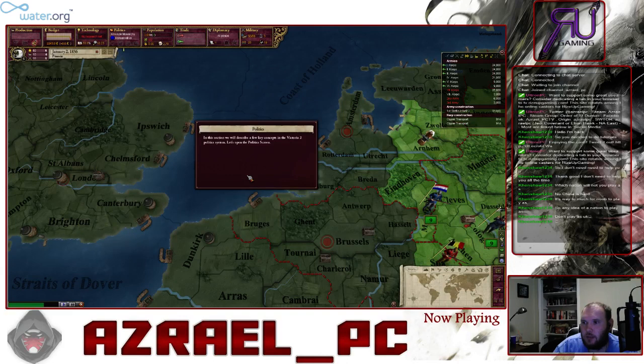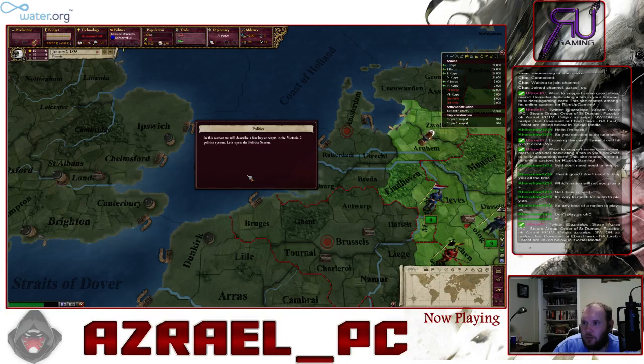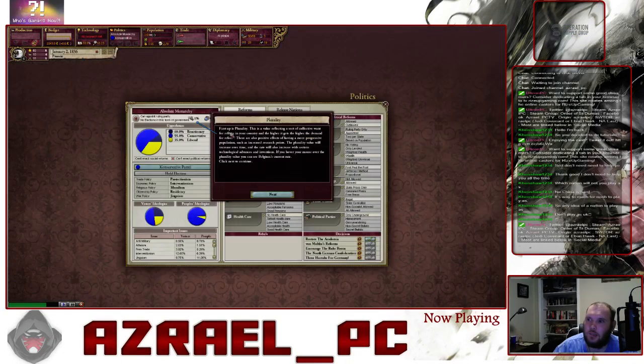Now for politics. In this section we will describe a few key concepts of Victoria II politics system. First up is plurality. This is a value reflecting a sort of collective want for reform in your country, and the higher it gets, the higher the demand for reform.